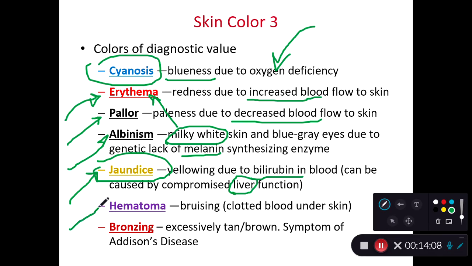We also could have hematoma, which is a technical term for a bruise, or more technically speaking, clotted blood under the skin. And the hematoma will usually be blue, red, green, yellow. It's kind of a rainbow, a smorgasbord of colors. In my mind, I think of the Eagle Nebula, that classic photo taken by the Hubble telescope, whenever I see a hematoma.